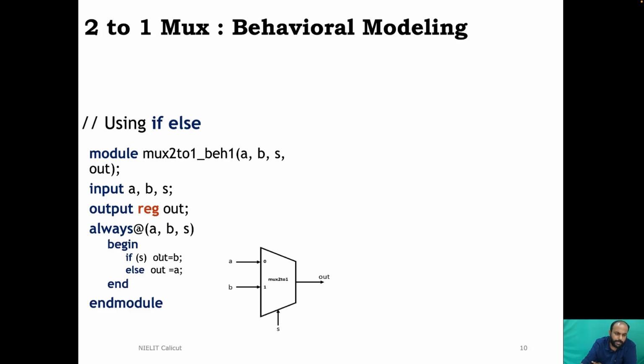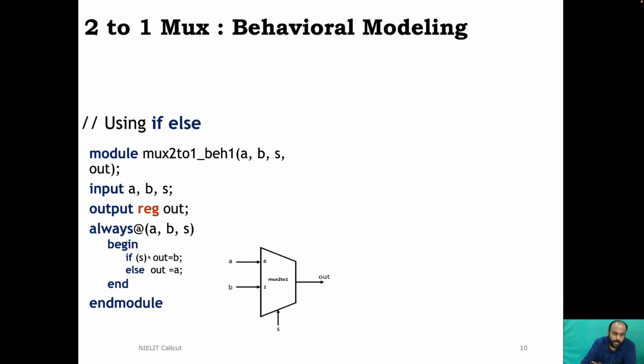Now let me explain why I have written the additional keyword here called reg. You look at here, the value of out is getting updated only when the value of either A or B or S changes. Until it changes the next time, the variable out should retain its value. So all such variables which are supposed to hold the value temporarily must be declared as register data type.